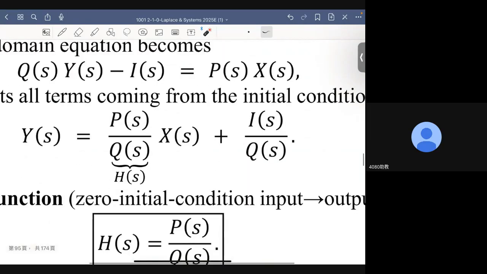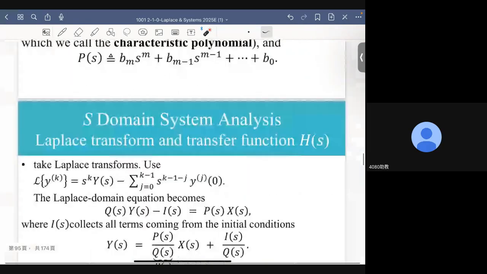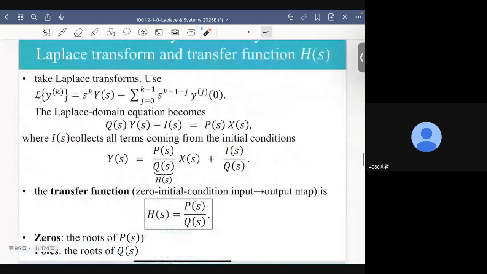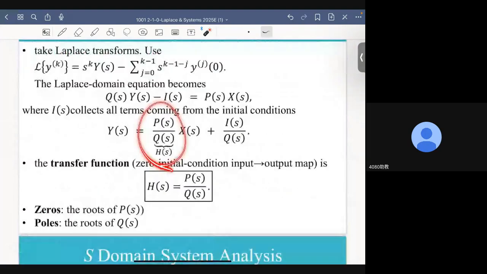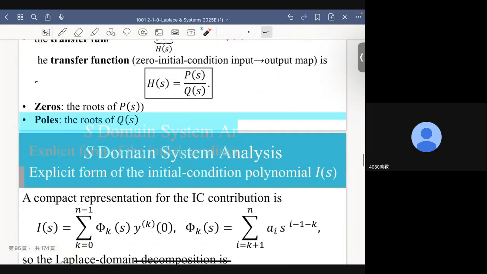Well, P of x has already been defined, and the ratio of P of x to Q of x is defined as the transfer function, okay? This is very, very important, okay?